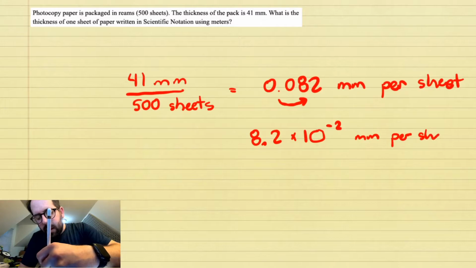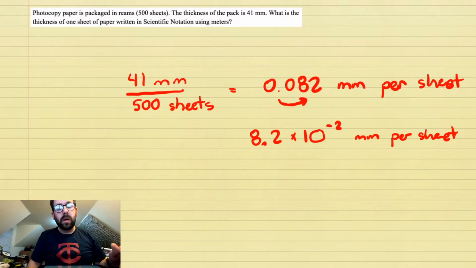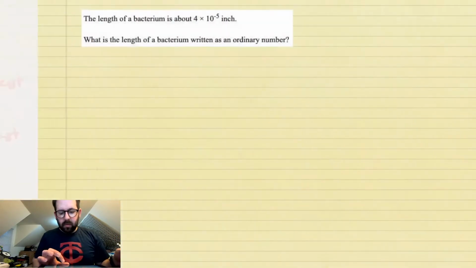So that's millimeters per sheet. All right. So there's your first one. Let's jump right into the next one here, and we'll keep going. I think we have 10 of them here that we need to do.